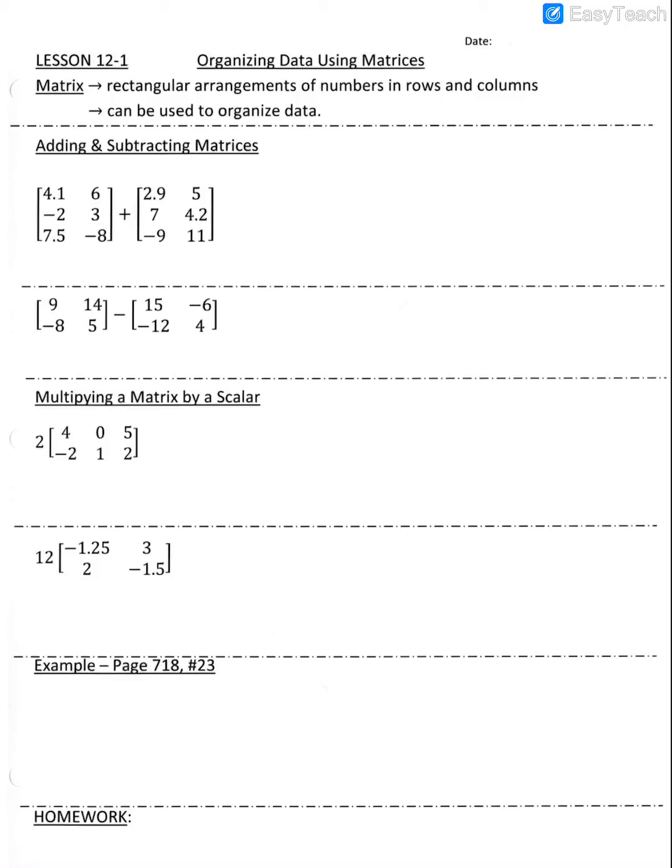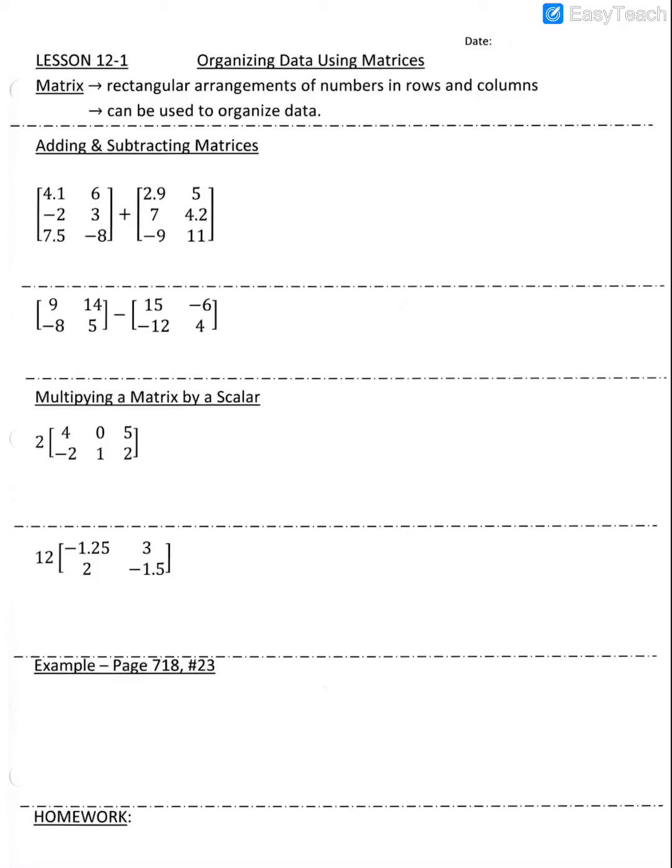which is also my goal. So today we're going to talk about matrices, and this is section 12.1, and we're probably only going to cover until like 12.3 or so. But a matrix is a rectangular arrangement of numbers in rows and columns, and it's used to organize data. And basically they look like those big straight brackets that we talked about previously in the school year, and it just has a bunch of numbers inside of it.